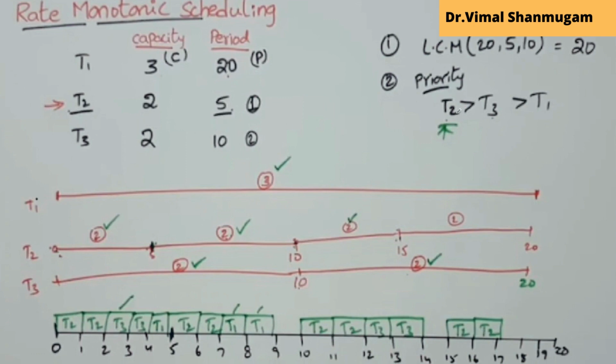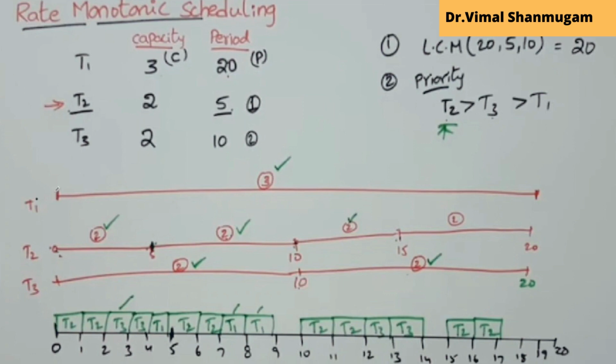Okay. Then we have to see the priority of all three processes. T2 has the higher priority, because it is going to access the CPU every 5 minutes. Then the next priority is T3, which is going to access the CPU every 10 minutes, but T1 is going to access the CPU once every 20 minutes. Okay, so T2 has the first priority, then the next priority is T3 and then T1.